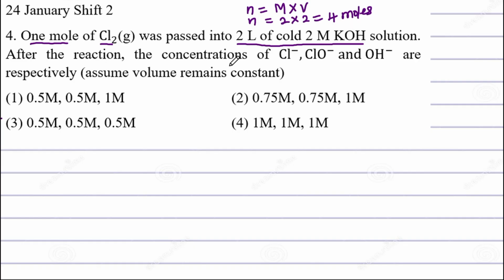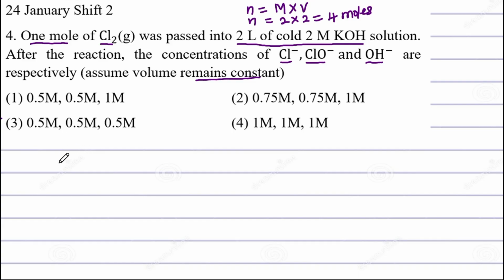After the reaction, the concentrations of Cl minus, ClO minus and OH minus are respectively. Assume volume remains constant. So the volume is mentioned in the question as 2 liters. So they are telling us to assume the volume remains constant. Now let us first write the equation.